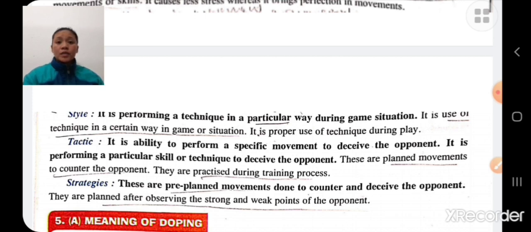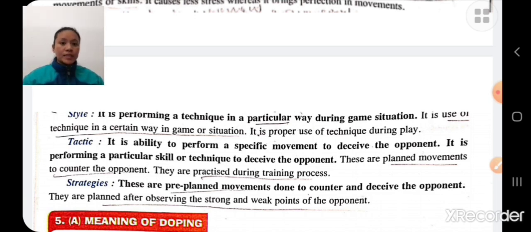Every individual has their own style. It is the way of using the technique. Each sports person, due to his specific physical or psychic makeup, performs the technique in their own style. And tactics is a planned movement to counter the opponent. It is practiced during the training process. And strategy is a pre-planned movement which we do to counter or deceive the opponent.